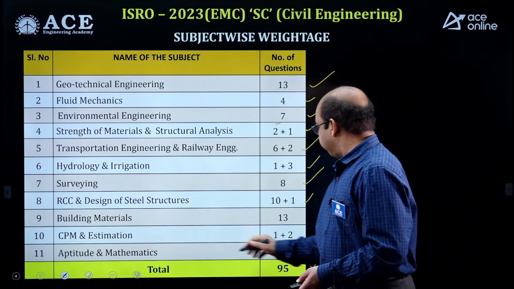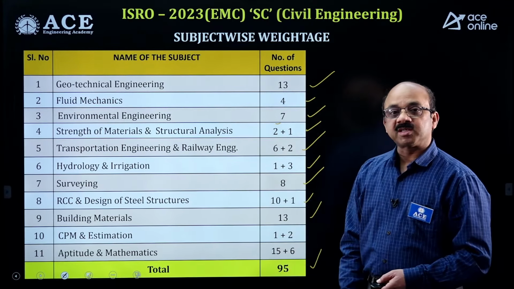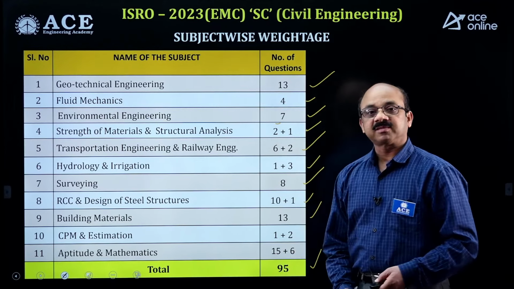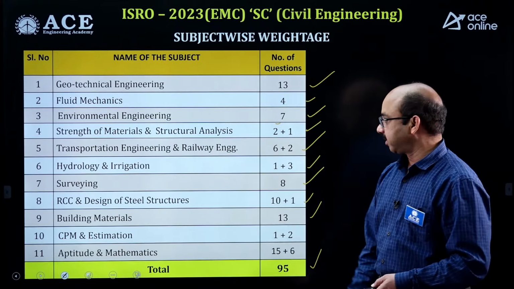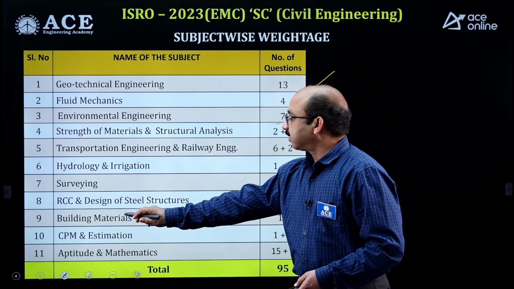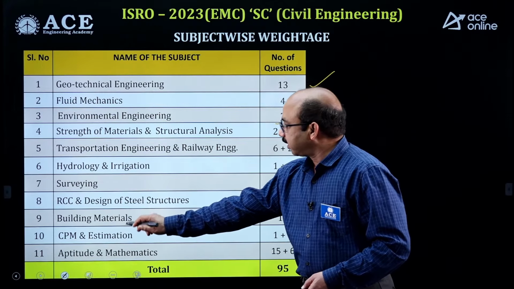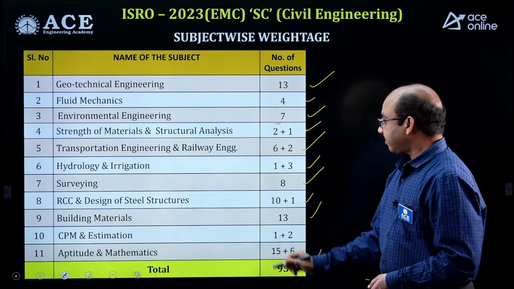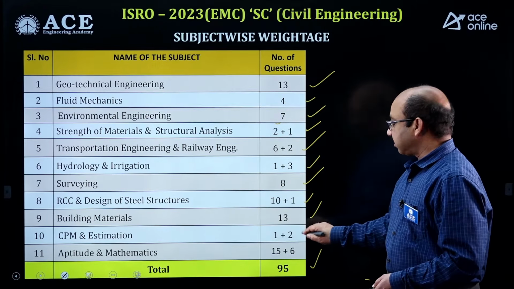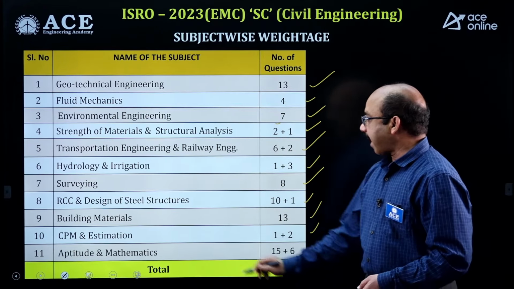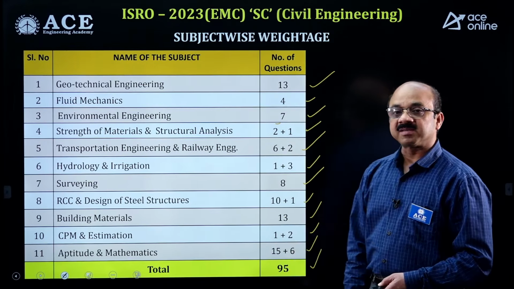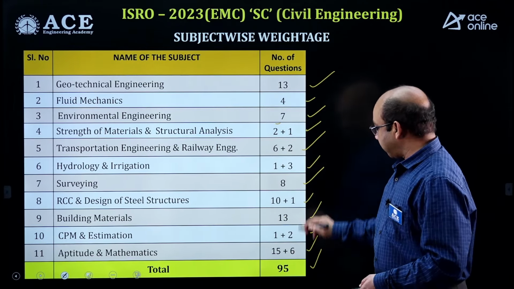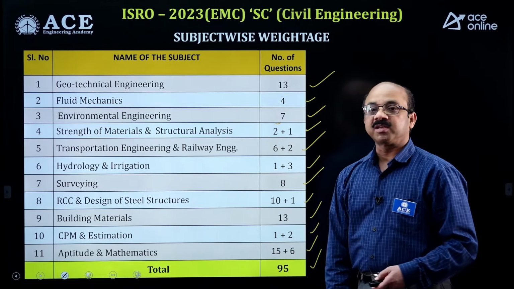And building materials given very good weightage of 13 questions. That is something special, 13 questions from the building materials. And then construction project management, CPM, and then the estimation. You can see 3 questions totally. Aptitude and mathematics, 15 plus 6, very good weightage reasonably. So totally we had 95 questions.